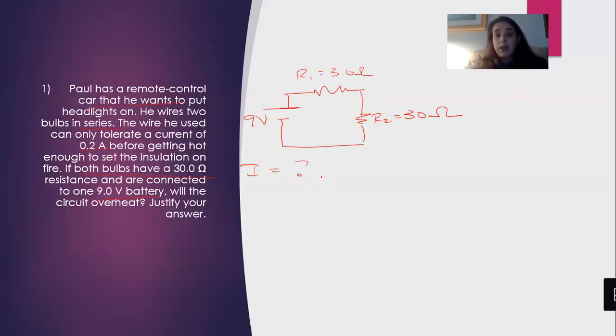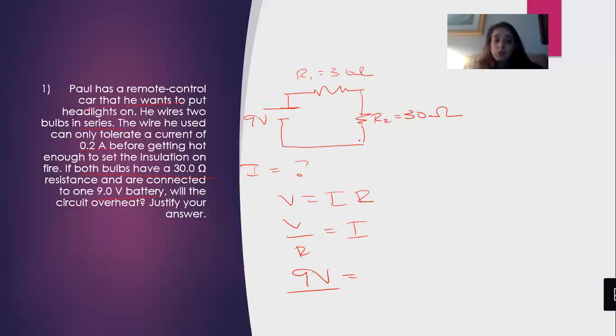We're going to use Ohm's law. Ohm's law is V equals IR. Since we're finding current, we divide both sides by the resistance. That will be my current. We know that the voltage is 9 volts, but the resistance has to be the total resistance. The total resistance in a series circuit is the easiest one. We just add the 2 together. So the total resistance is 30 plus 30.